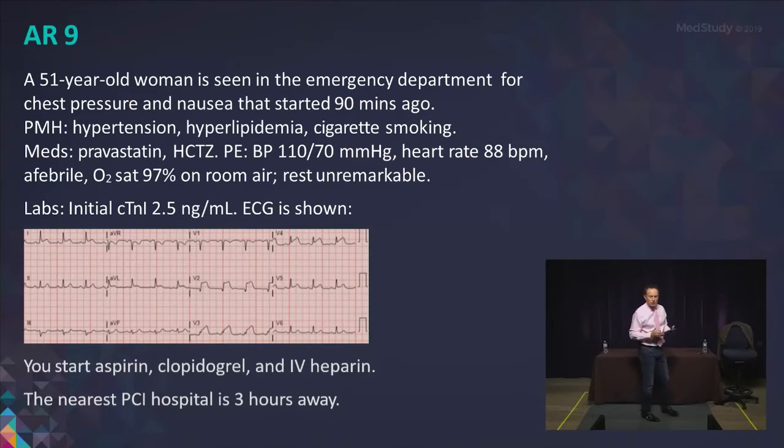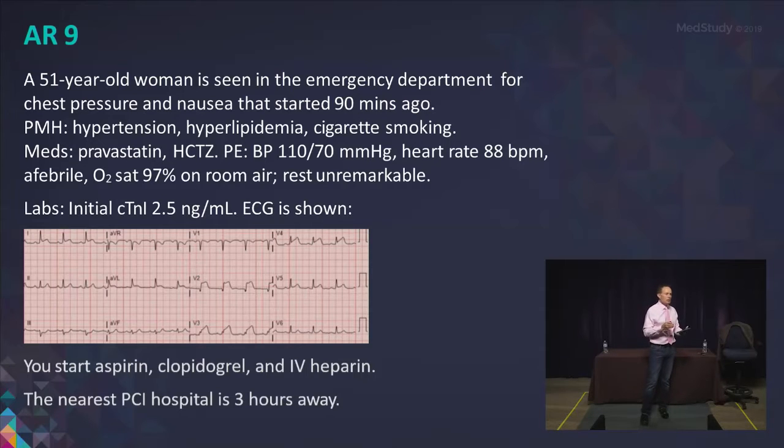Okay, let's see if you have got that information. A 51-year-old woman is seen in the emergency department for chest pressure and nausea that started 90 minutes ago. She's got cardiovascular risk factors. She's on pravastatin and hydrochlorothiazide. Blood pressure and heart rate are stable. Oxygen is 97% on room air. Her troponin is very positive, and there's her ECG. Take a look at her ECG there.